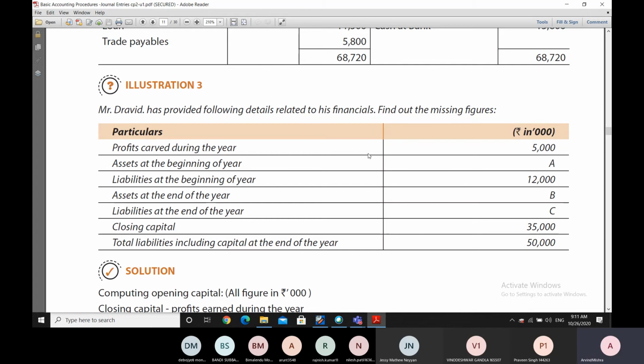So he says that I have made a profit of 5,000, and I had assets at the beginning of the year which are A, and my liabilities at the beginning of the year were 12,000, and my assets at the end of the year were, let's say, B, and my liabilities at the end of the year were C. And finally, I have a closing capital of 35,000, and at the end of the year, my total liabilities, including the capital, which means that the total of the balance sheet at the end of the year is 50,000.